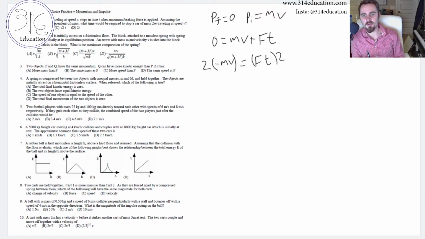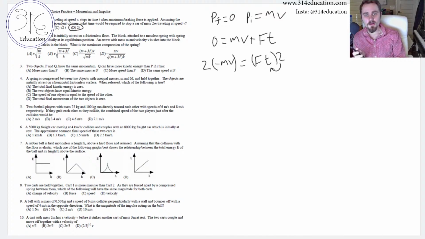And we were told that the braking force is independent of mass. So that tells us that the force will not double, which means this 2 has to apply to the t, giving us a time of 2t. It's going to take us twice as long to stop if our car is twice as heavy.